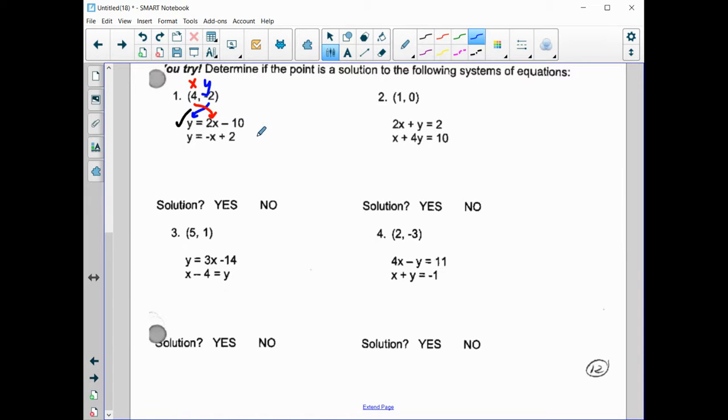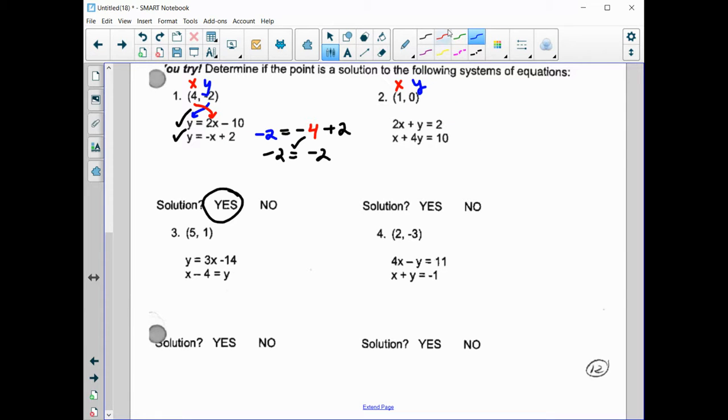So our equation is going to be -2 equals -x, and x is 4, so it's going to be -4 plus 2. And so -4 plus 2 on this side makes -2. That's true. So since the equation is true when I plug in 4 and -2 for both equations, it is a solution. For this one, I'm going to plug in 1 for x and 0 for y.